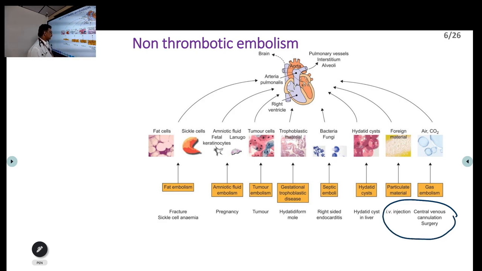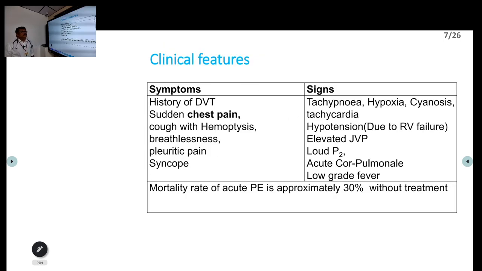Then this is a physiological condition which produces embolism. In fracture or trauma, there is a very, very important thing that produces fat embolism. From the large bones, fat embolism can enter the veins and go to the pulmonary circulation.